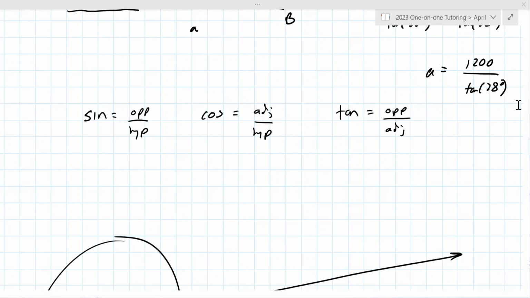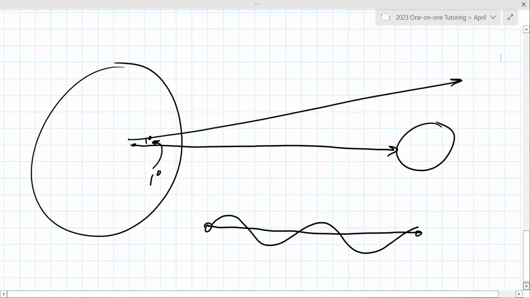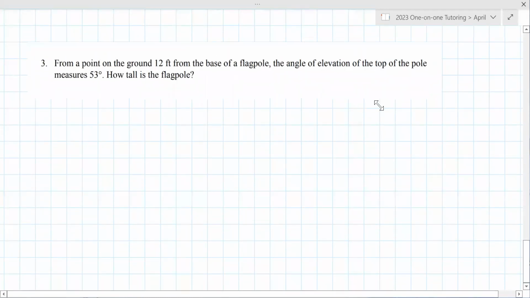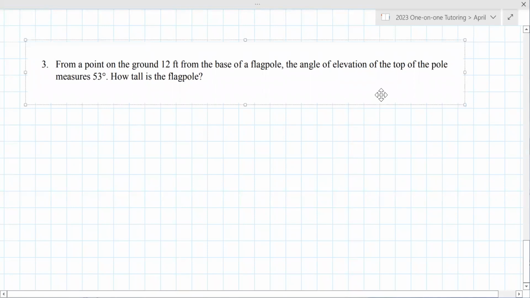Okay, let's do another problem here. Again, I've got to get you to set up the triangle. From a point on the ground 12 feet from the base of a flagpole, the angle of elevation to the top of the pole measures 53 degrees. How tall is the flagpole? Perhaps this scenario is a little bit more realistic for you. You've seen a flagpole. Go ahead and draw this and let me know when you're done, and we'll compare answers.